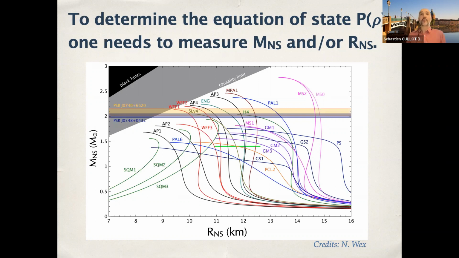So as I was saying, we need to measure masses and radii. Here on this diagram, you see 2 masses that are shown as the horizontal band. Those are 2 high mass neutron stars, and those are the ones that give the strongest constraint. Measuring another neutron star with a 1.5 solar mass will not bring a new constraint. We need higher masses every time, higher than any previously known mass, to have a new constraint on the equation of state.